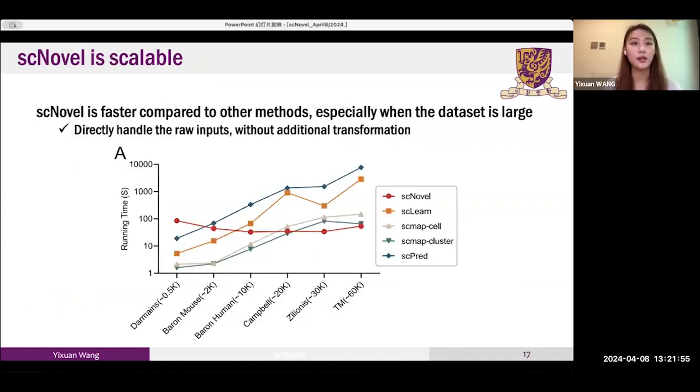In real-world single-cell analysis, computational efficiency is definitely important and can be viewed as the main obstacle to achieving the scalability of a model. From this figure, we can derive that the running time of scNovel, in the red line, remains relatively constant across all the datasets with varying sample sizes. And also, scNovel is faster compared to other methods, especially when the dataset is large. The reason behind this is that scNovel can directly handle the raw input without additional transformation.